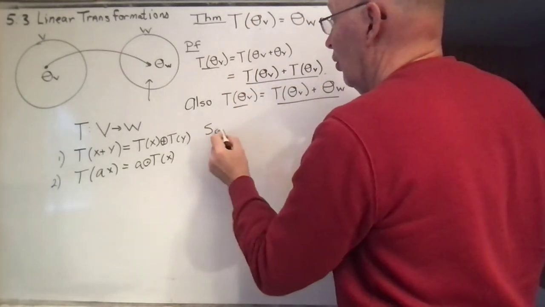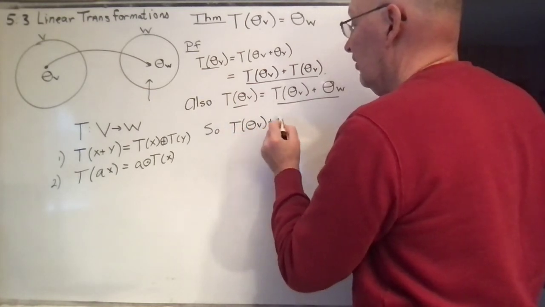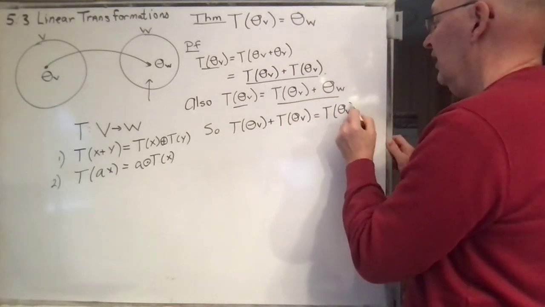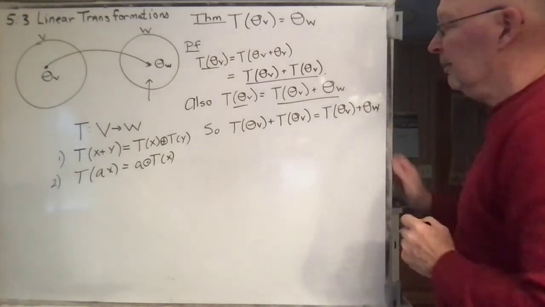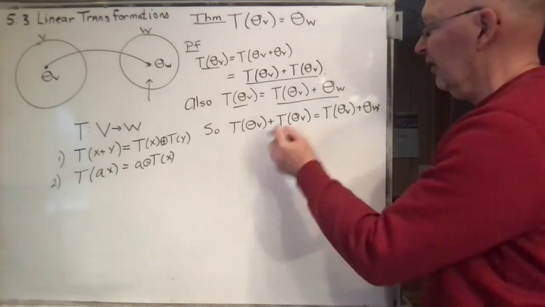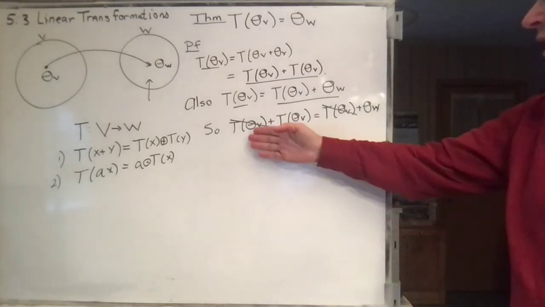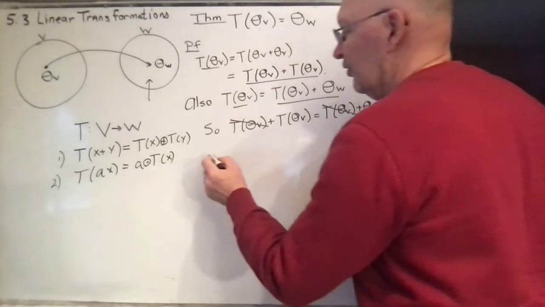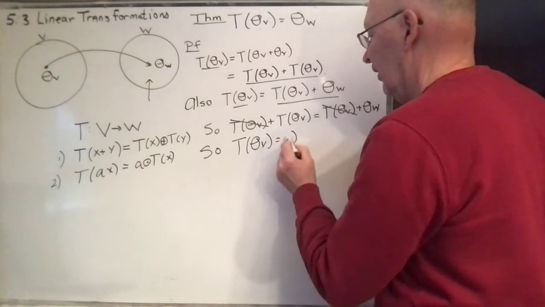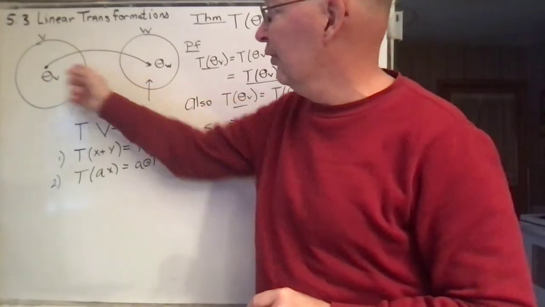So T of theta sub v plus T of theta sub v is equal to T of theta sub v plus theta sub w. And now I can use one of the properties that we had back when we first learned about vector spaces, that if you have this, then you can basically cross those off, take the additive inverse of each of them, get rid of them, and so we can say T of theta sub v is equal to theta sub w. So there's our proof that an identity goes to an identity.